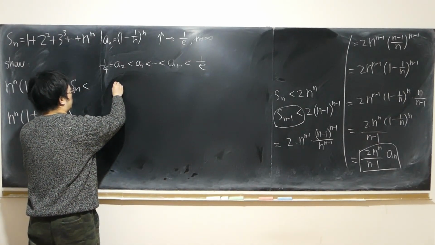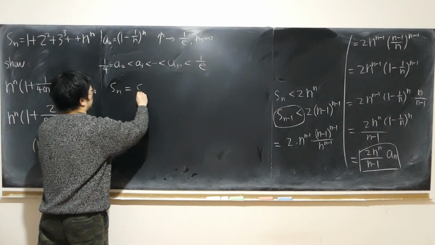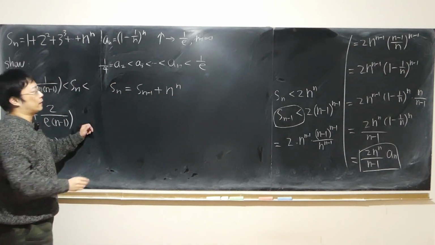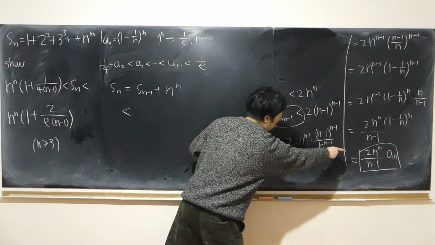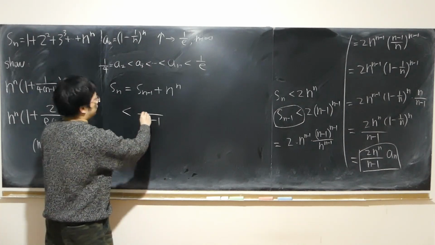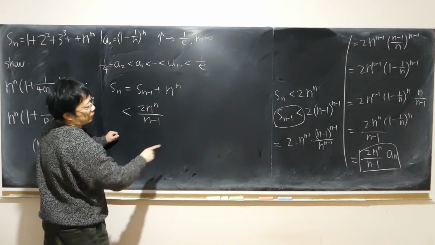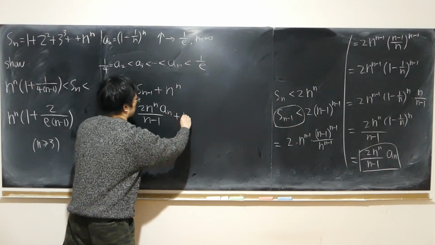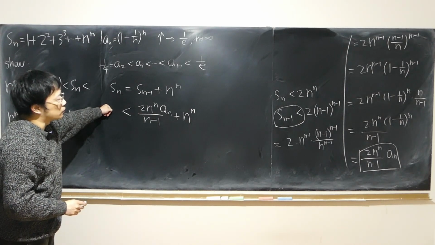So now I can estimate Sn, right? Sn is Sn minus 1 plus n to the power of n. That's the same thing. So Sn is already smaller than that, right? So smaller than n minus 1, 2 times n to the power of n times an, plus n to the power of n. Right, so this is good.